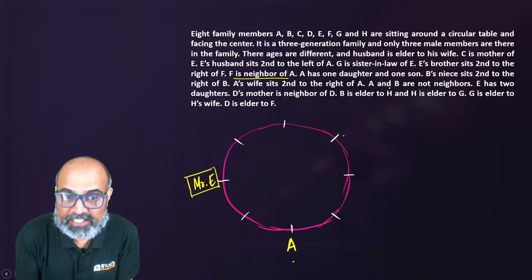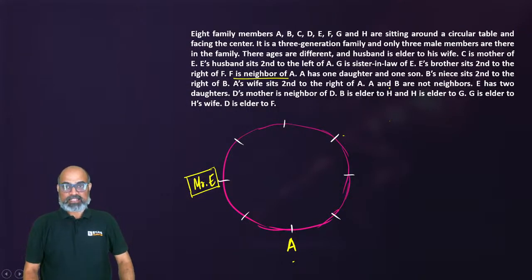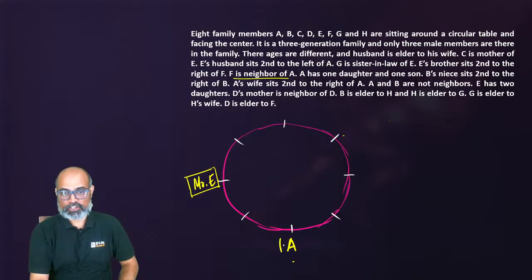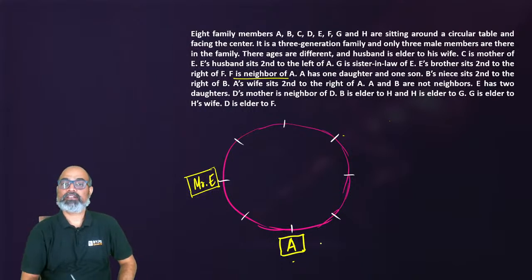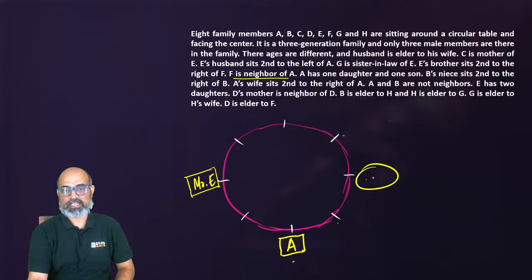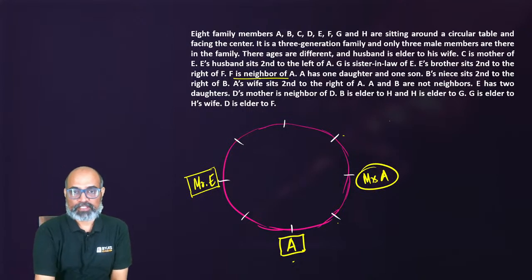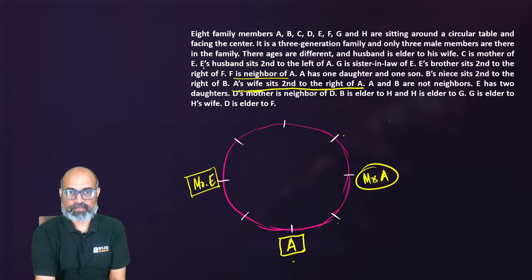B's niece sits second to the right of B. B's niece, no idea. A's wife, since we are talking about A's wife, this is male. A is the husband. Second to the right of A. So this is A, and second to the right of A is where Mrs. A is going to sit. We are done with this. We are also done with this part.